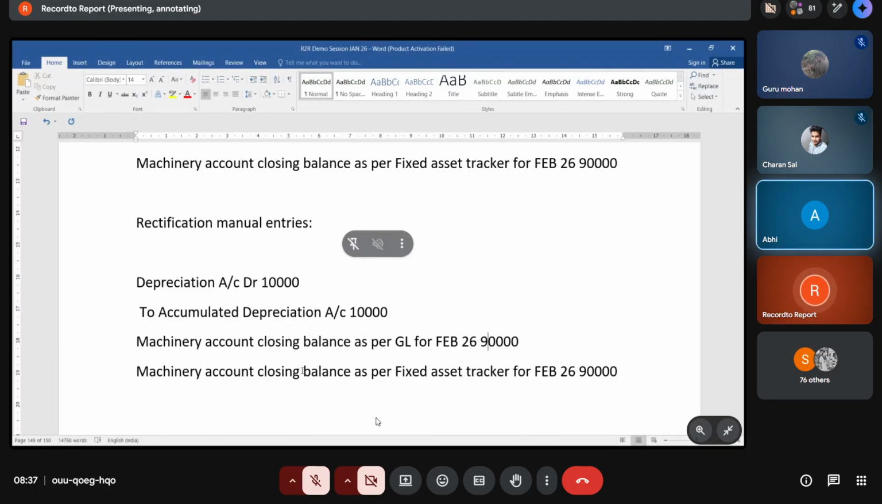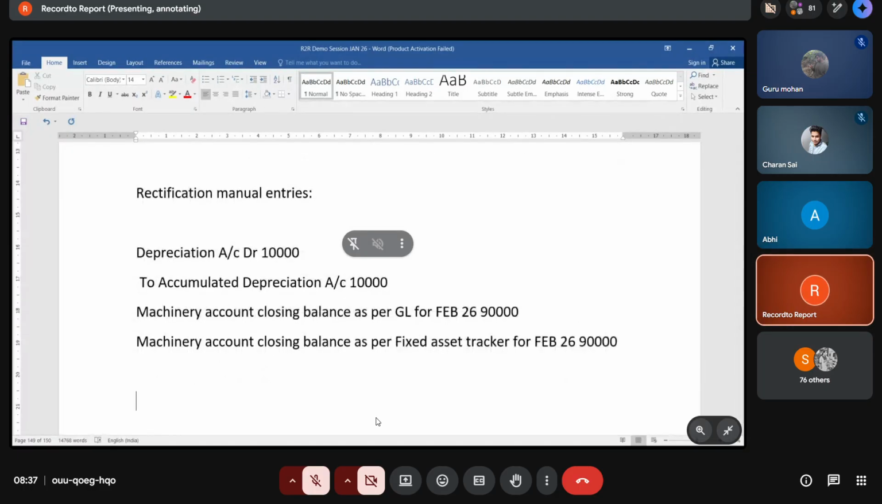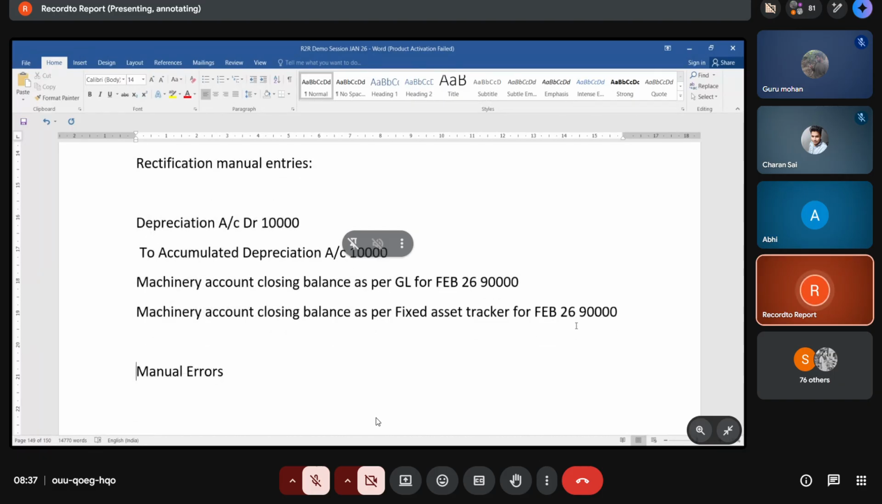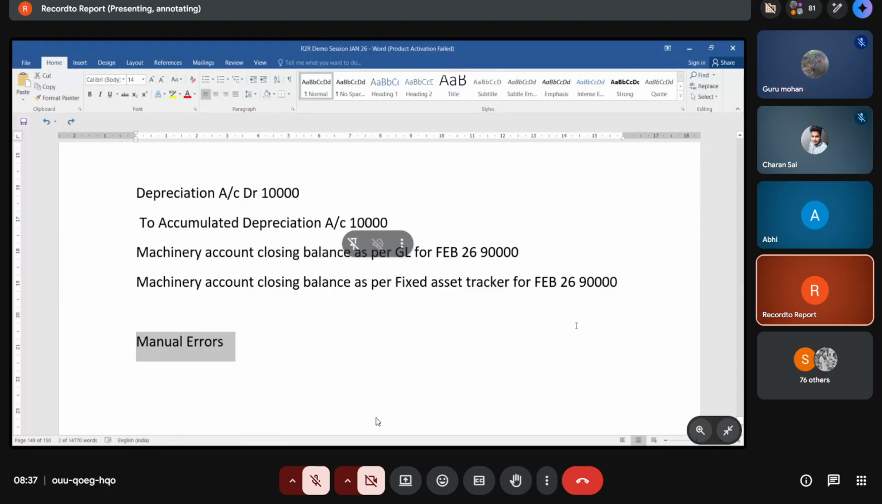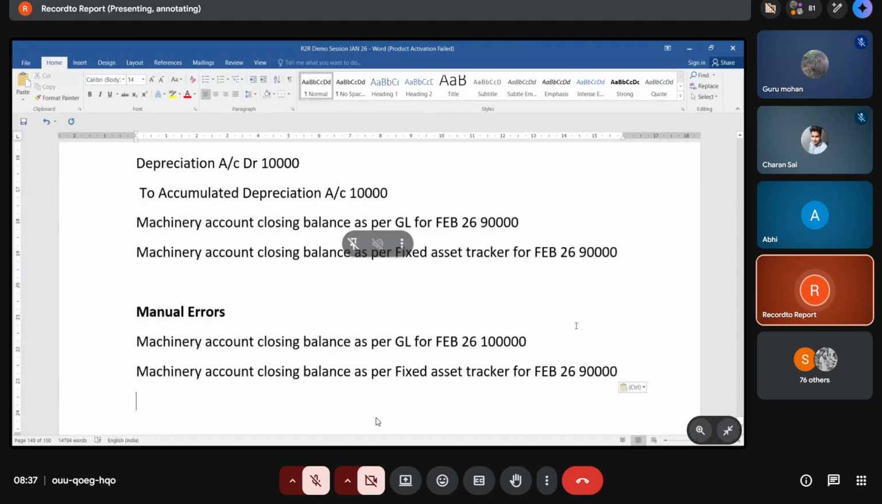Okay, so the next is manual errors. Assume the missionary account in the general ledger is showing 2 lakh rupees, but in the register it is showing 1 lakh. In the general ledger it has been recorded as 2 lakhs, guys.